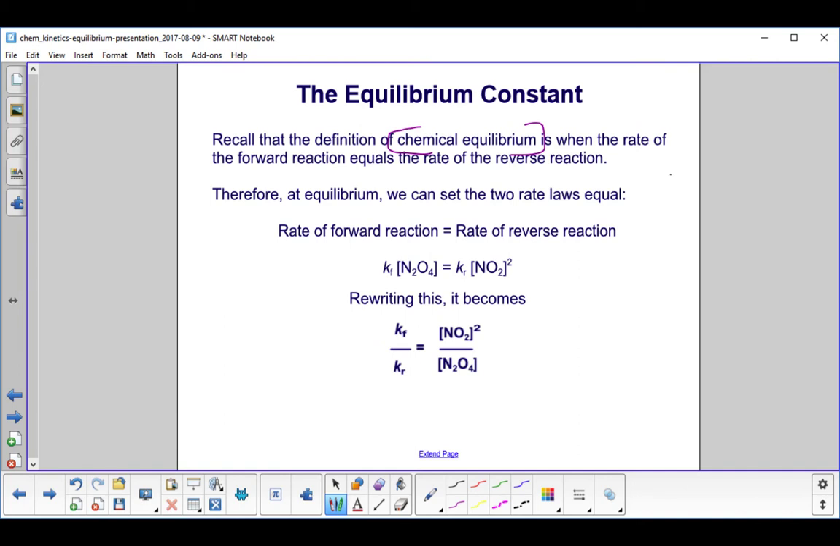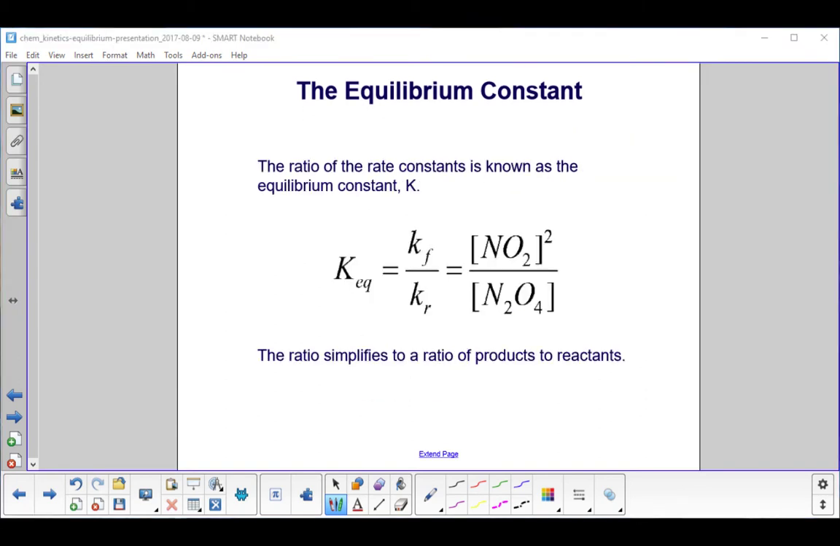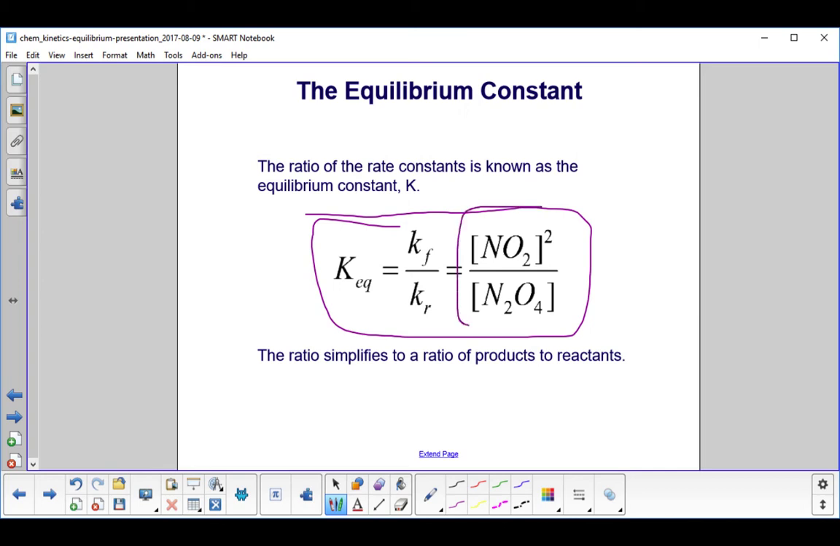Therefore, when we're at equilibrium, we just set the two rate laws equal. Okay, so we have the rate of the forward reaction equal to the rate of the reverse reaction. Do a teeny bit of algebra, and we get this expression right here. Whenever we have two constants, it's very easy to make it into one. We just define K equilibrium, the equilibrium constant, equal to K forward over K reverse. And here we have our concentrations divided by each other. So it's a ratio of the products to the reactants.